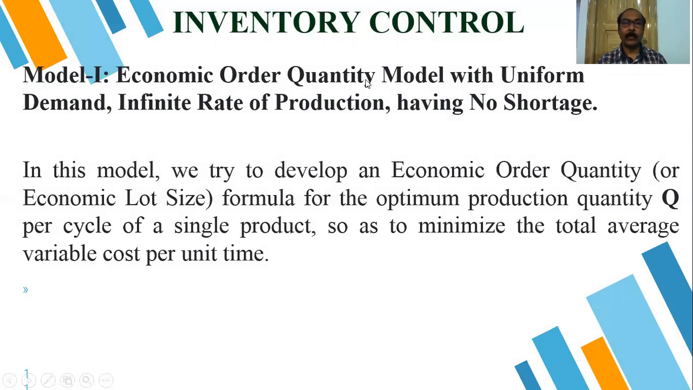Model 1: economic order quantity model with uniform demand, infinite rate of production, having no shortage. This is the first model. That means our demand is known to us, there is an infinite rate of production, and no shortage means instantaneous replacement. As soon as the inventory goes to zero, we get the inventory, and the production process is continuous.